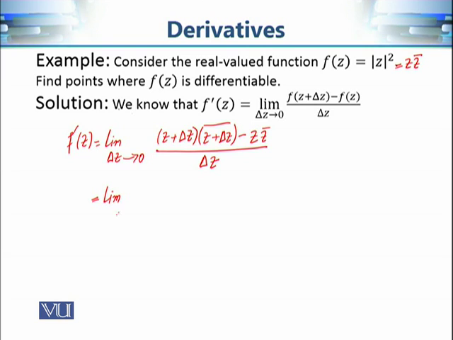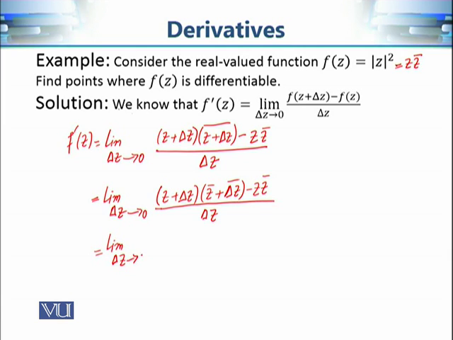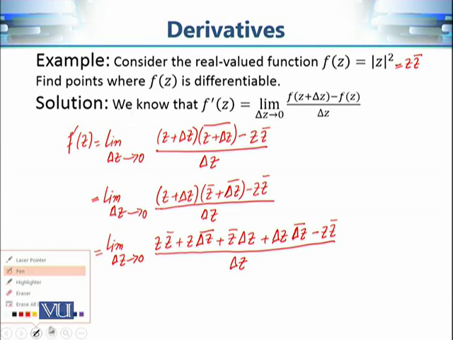Now this is going to be equal to the limit as delta z approaches 0. The conjugate can be distributed onto its terms. So z plus delta z times z conjugate plus delta z conjugate, minus z into z conjugate, divided by delta z. Now we can just multiply the terms and see what we get. As delta z approaches 0, z into z conjugate plus z into delta z conjugate plus z conjugate into delta z plus delta z into delta z conjugate minus z into z conjugate, divided by delta z. Now let's see which terms will cancel out. This will cancel out with this thing, and nothing else will cancel out so far.